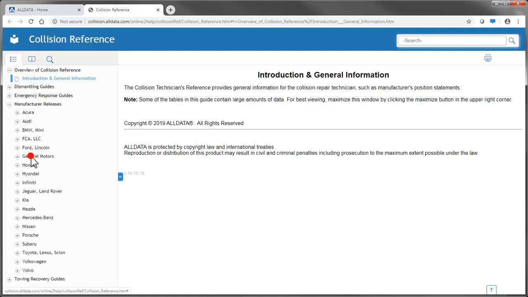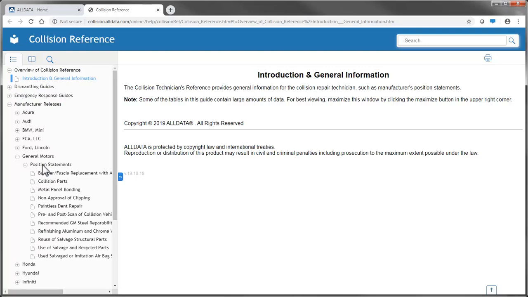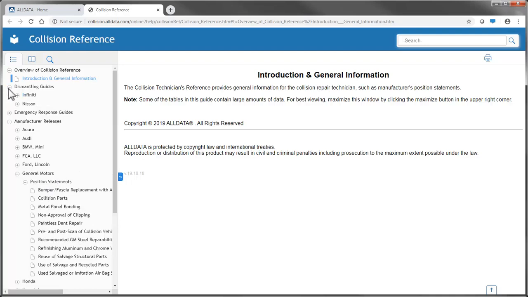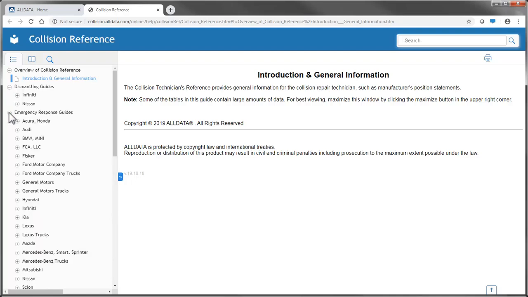Manufacturer's position statements document the manufacturer's stance on such issues as the use of salvage parts in vehicle crash repairs, clipping and unibody repairs, structural repairs, and steel repair matrices, as well as the proper use of adhesives in body panel attachment and paintless dent repair. Some manufacturers also provide dismantling guides and emergency response guides.